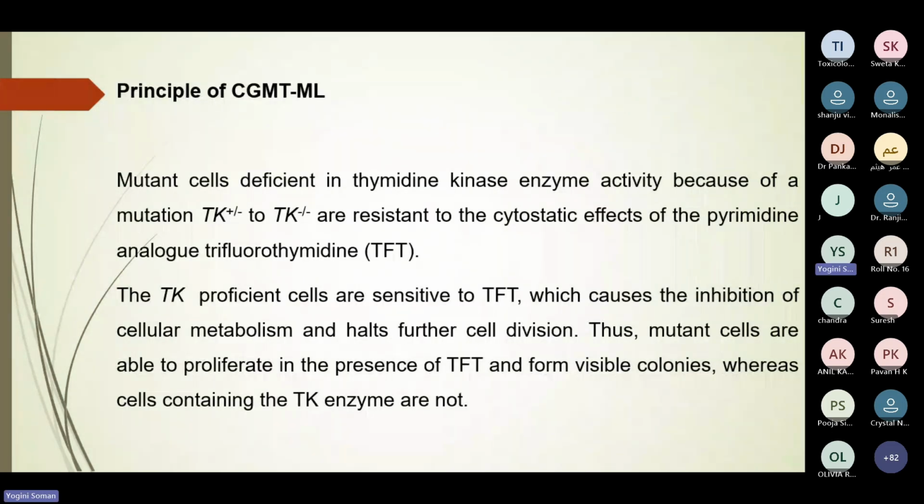What is the principle? Mutant cells deficient in thymidine kinase enzyme activity because of mutation, that is TK plus minus to TK minus, are resistant to the cytostatic effects of the pyrimidine analog, that is TFT. The proficient cells are sensitive to TFT, which causes inhibition of cellular metabolism and halts cell division. Mutant cells are able to proliferate in the presence of TFT and form visible colonies, whereas cells that contain the TK enzyme cannot.